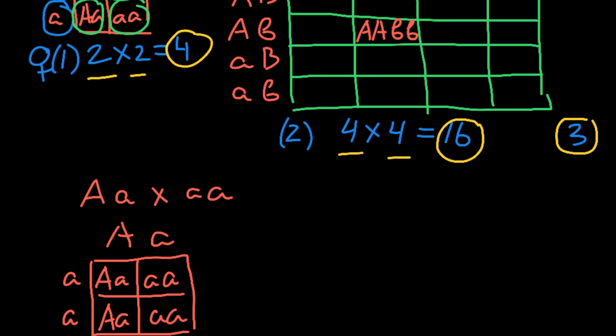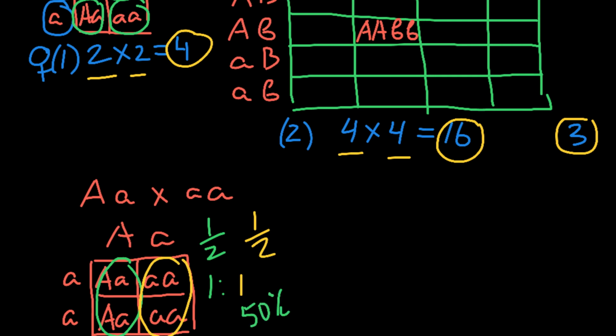So now you see that 50% is going to be heterozygous, another 50% going to be homozygous recessive. So the ratio would be 1 to 1, or we also can say 1/2 and 1/2 would be homozygous recessive, or we can say also 50% would be heterozygous and 50% would be homozygous recessive. So all these 3 answers would be correct answers.